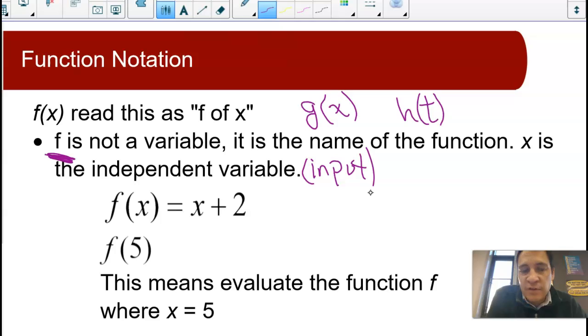I'm just defining that function. I'm telling you, hey, I've got this function. It's called f. And in order to evaluate it, I'm going to take whatever the input is and add 2.